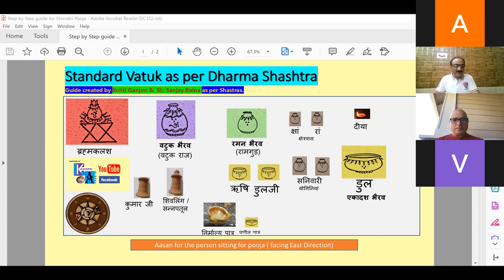Had it not been like that, then we would have never found this Sanipatla in Harappa and Mohenjo-daro.